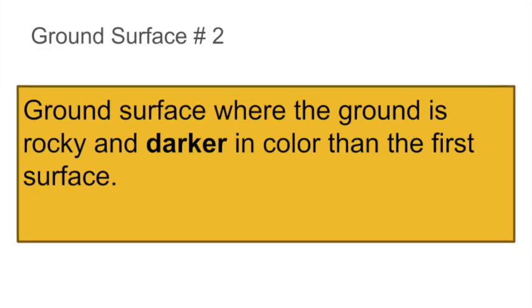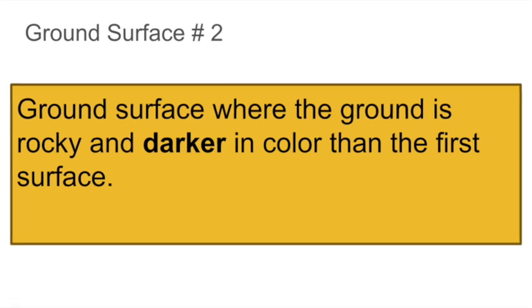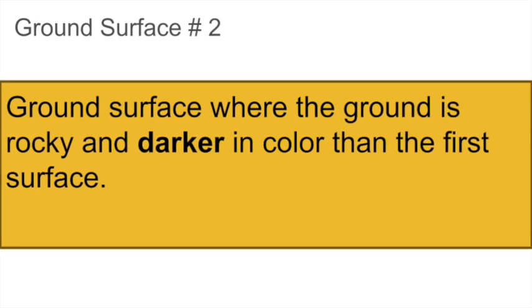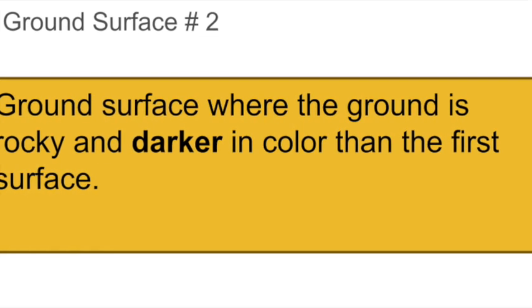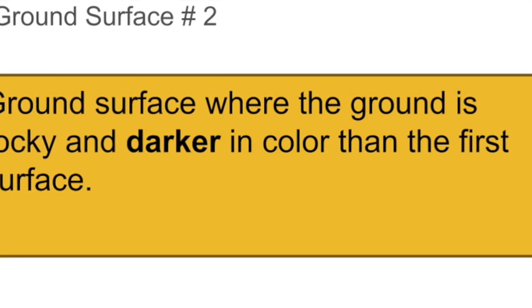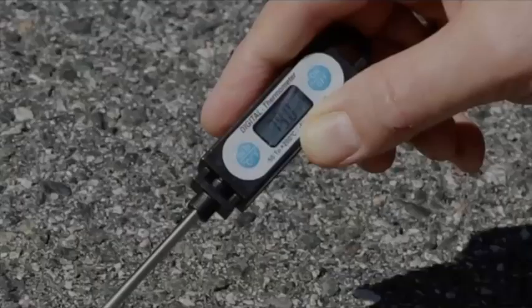Ground surface number 2, the ground surface where the ground is rocky and darker in color than the first surface. So that's the description of the surface. So it's darker and it's rocky. The temperature at the surface is 79 degrees.